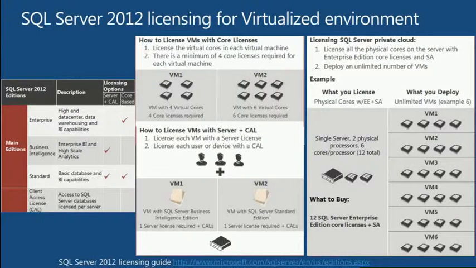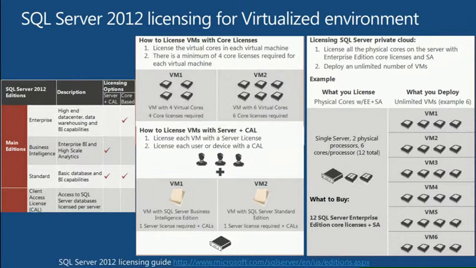If you look at the other scenario, which is for a private cloud, the thing that we would recommend is to license all the physical cores. So you don't have to worry about how many VMs can I have, how many cores per VM. It just gives you all the flexibility. In this example, you can see this is a 2 physical processor server with 6 cores each. So you have 12 cores.